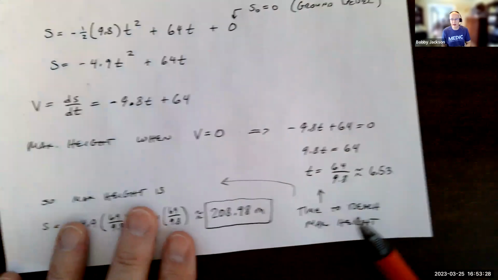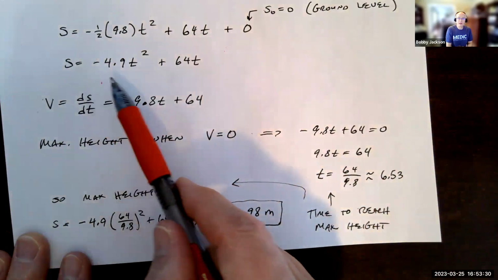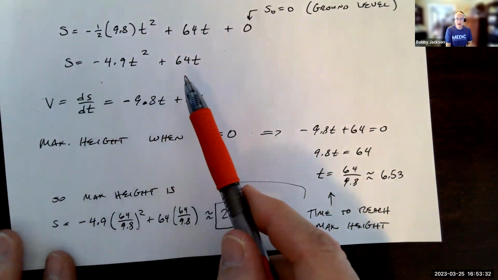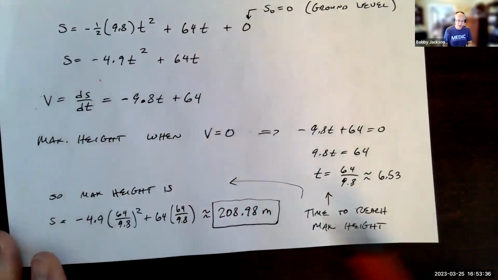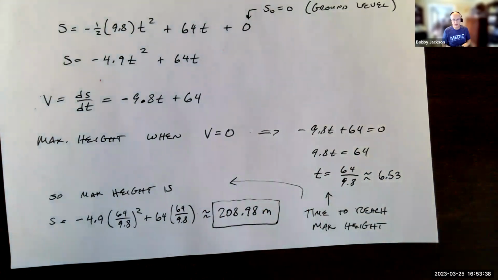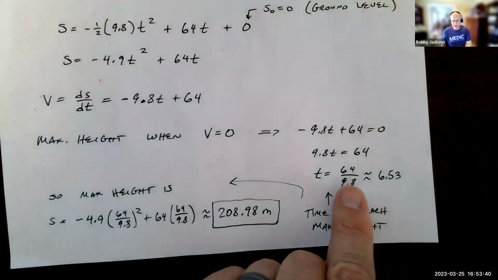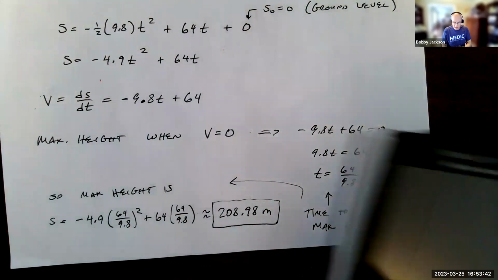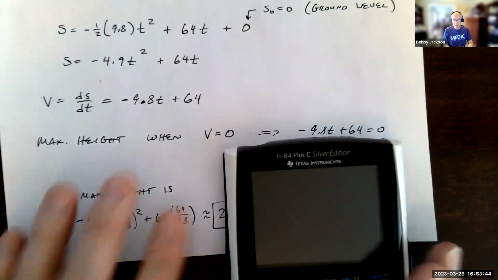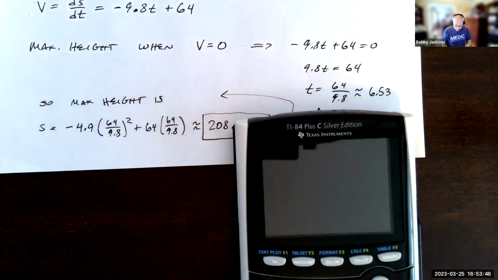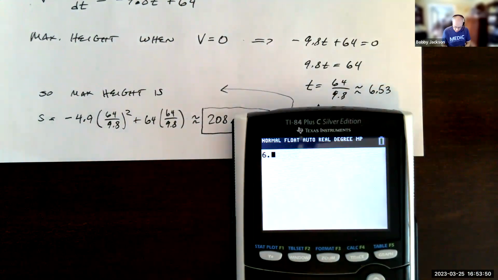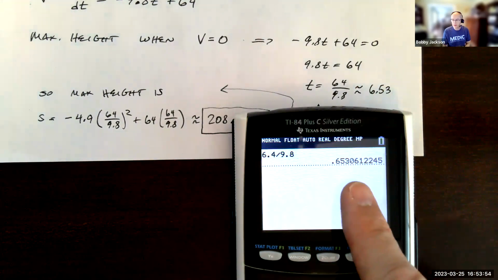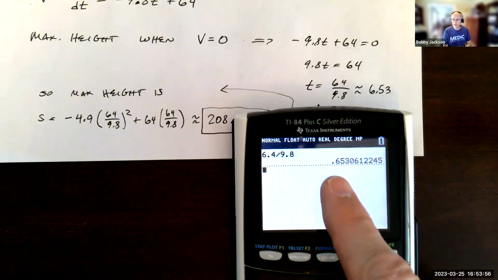What is the actual maximum height? Well, I need to plug that back into our function that gives us the height at any time t. So I let t be this value and plug it in. Now be careful about rounding here. So I've rounded this time to 6.53 here. In my calculator, I'm going to take that time, 6.4 divided by 9.8. And you can see what I get there. I rounded off to about 0.653.